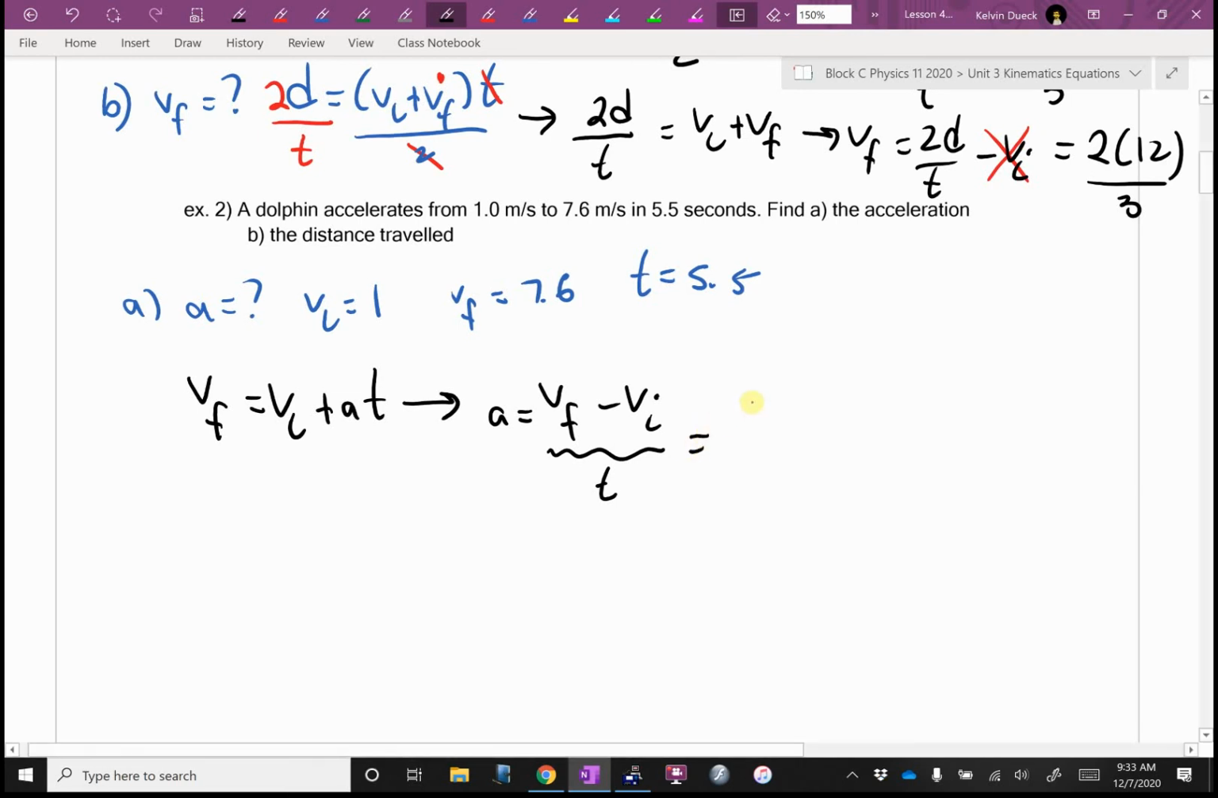What was VF, Alicia? 7.6, and then minus 1, all over 5.5. This is a fraction. Is there more than one thing on the top? Probably going to need brackets around the top. I don't think you need brackets around the bottom. Actually, I might be able to do this in my head. 6.6 over 5.5 is going to be the same as 66 over 55 divided by 5. 6 over 5. Is it 1.2?